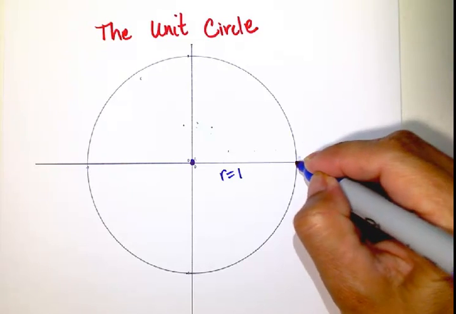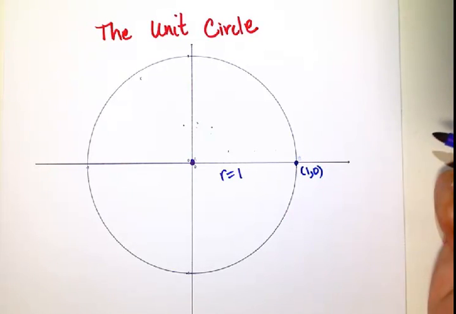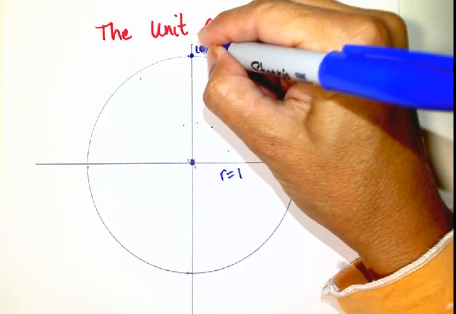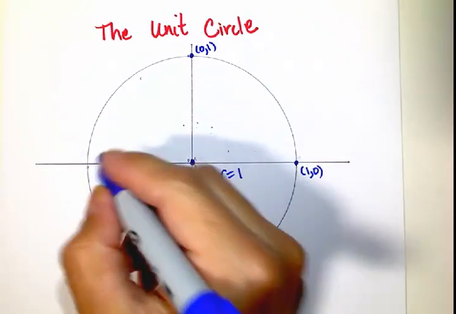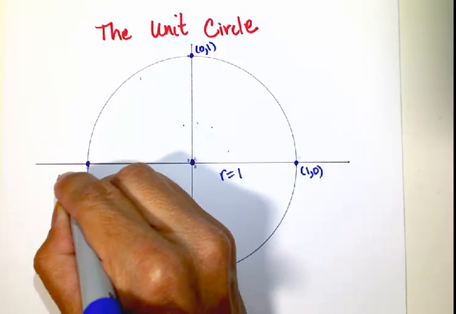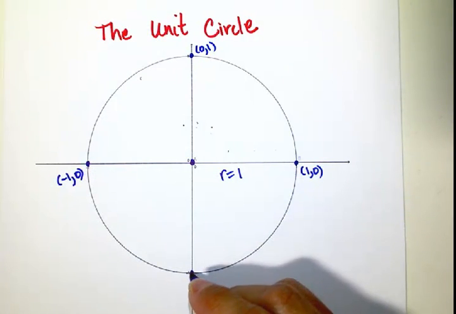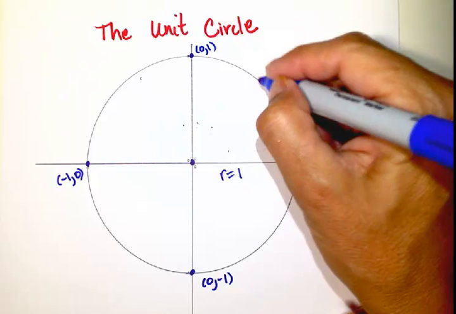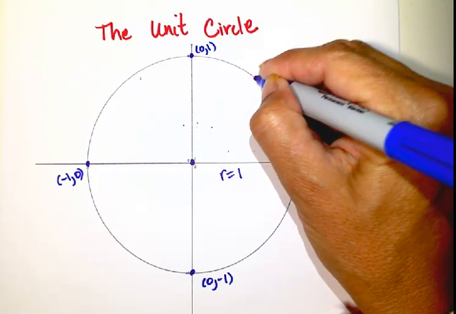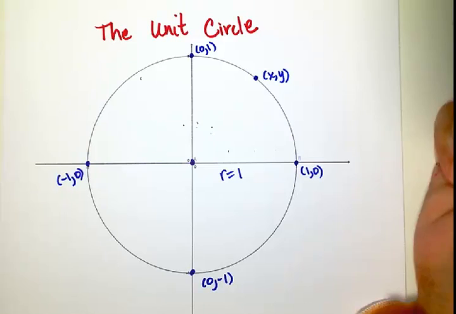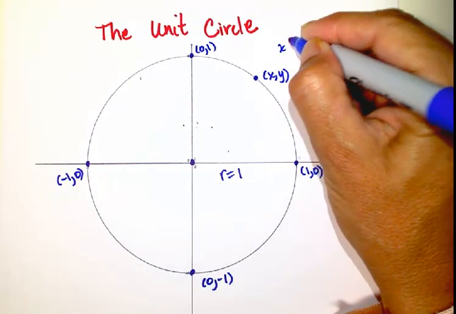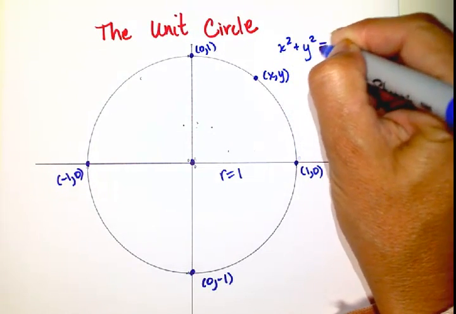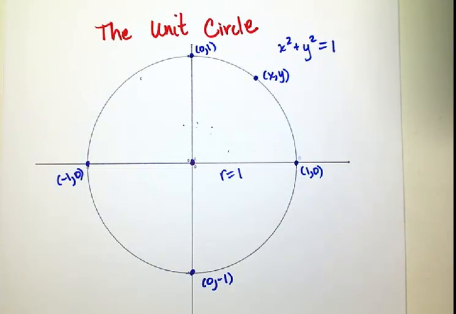We know the point 1, 0 lies on the unit circle, 0, 1 lies on the unit circle, negative 1, 0, and 0, negative 1. Those are 4 important points that lie on the unit circle. And given any point that lies on the unit circle, let's say x, y, it will satisfy the formula x squared plus y squared equals 1. That's what it means to lie on the unit circle.